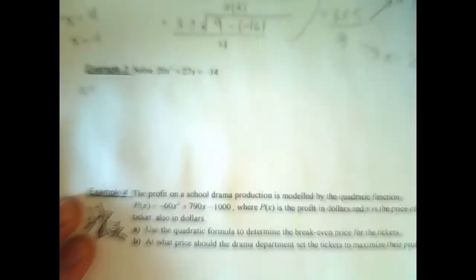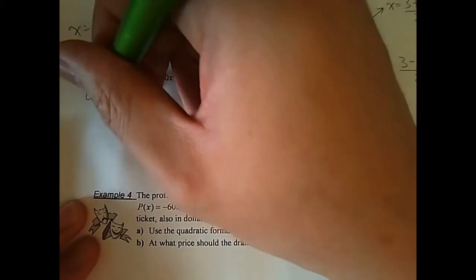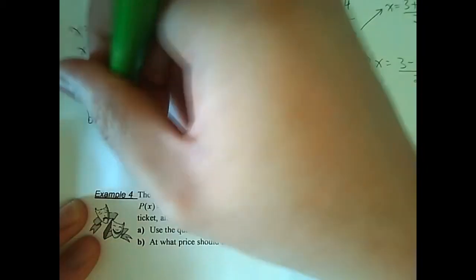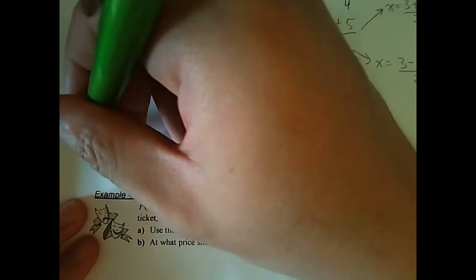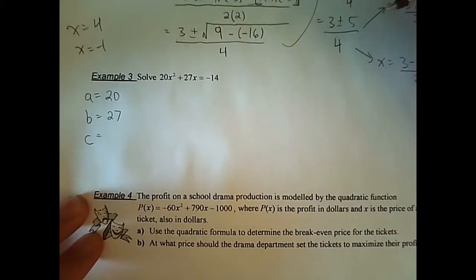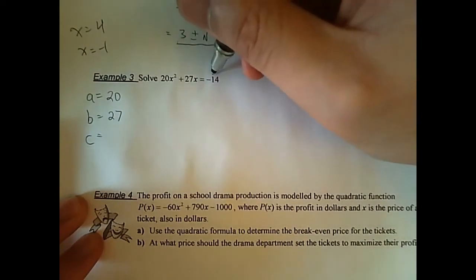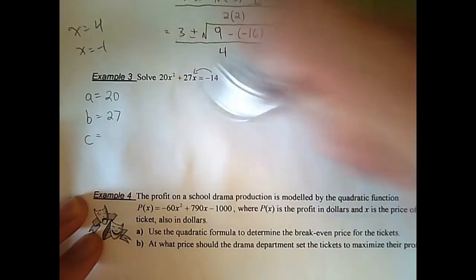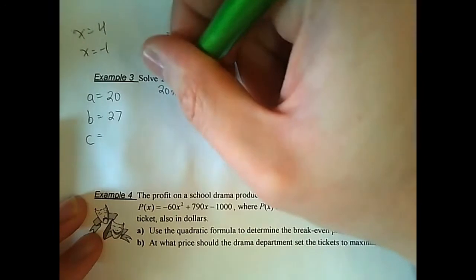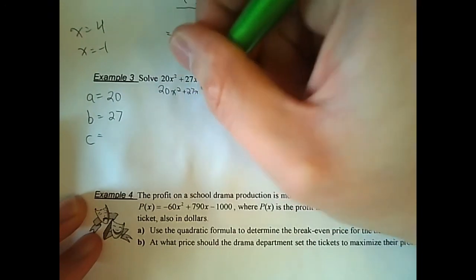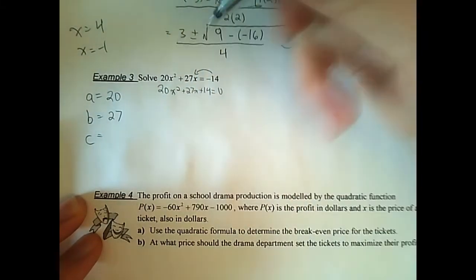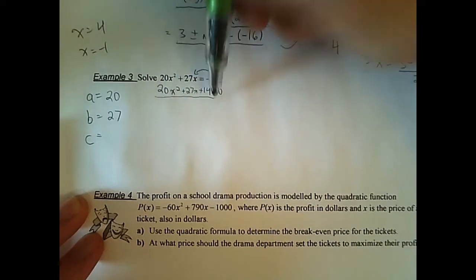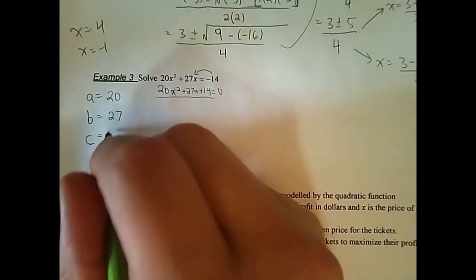So A is equal to, in this case, 20. B is equal to 27. And C is equal to, remember, it has to be in standard form. So we actually need to move the 14 that's on this side to this side. So it looks like 20x squared plus 27x plus 14 is equal to 0. Because now this is in standard form. Now I can get my numbers.